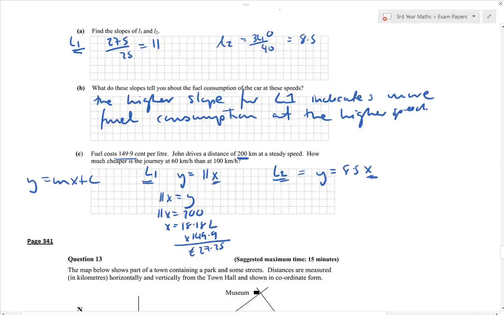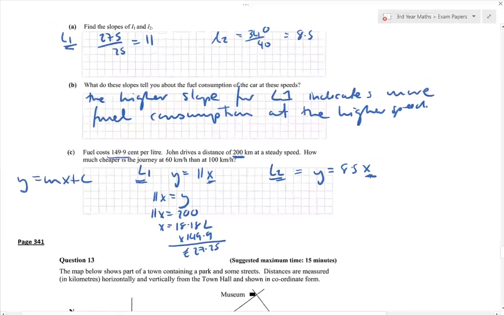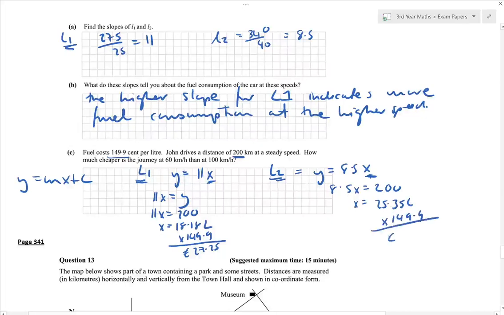Okay, same here then, so I'm going to say 8.5x is equal to 200, and I'm going to find out how many litres it will use. So 200 divided by 8.5 will give me 25.35 litres. Multiply that by the cost per litre, and when I convert it to euro, it gives me 35.27. Now, the question says, how much cheaper is the journey? So you actually have to find the difference. So subtract one from the other, and you get a difference of €8.02.